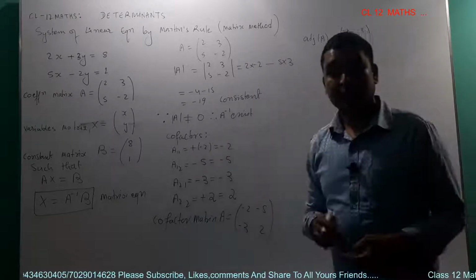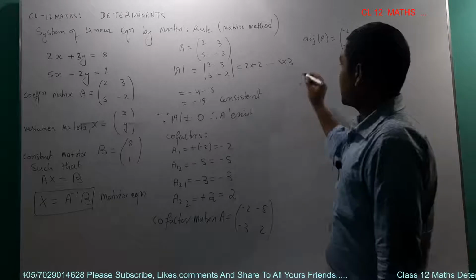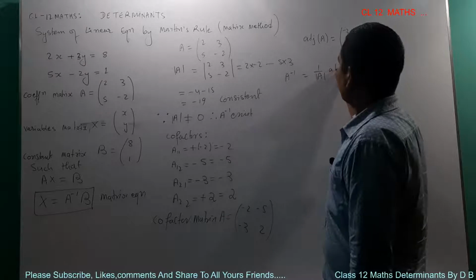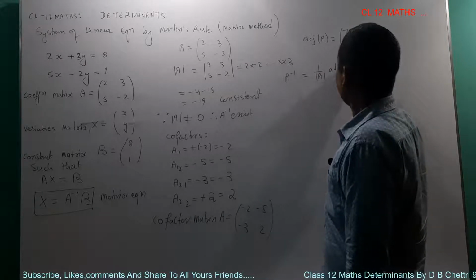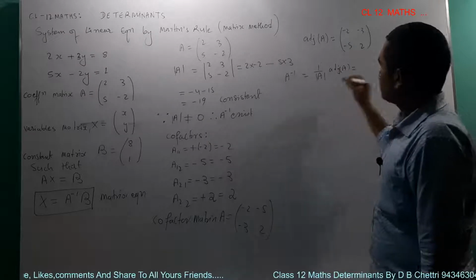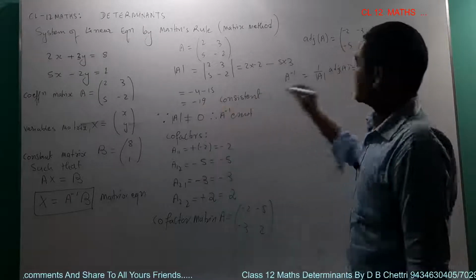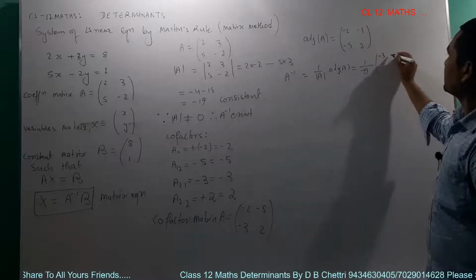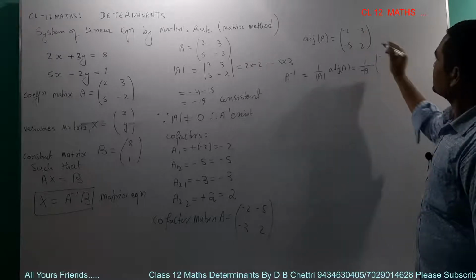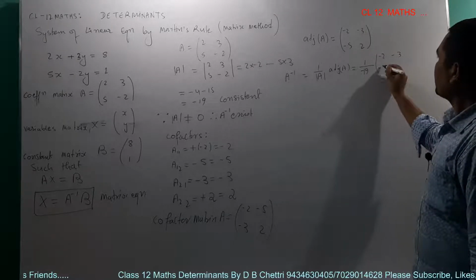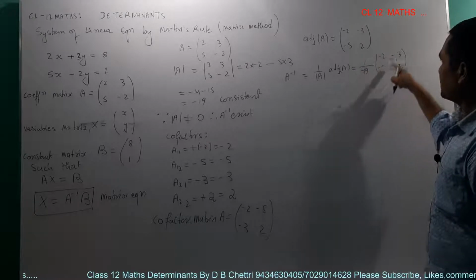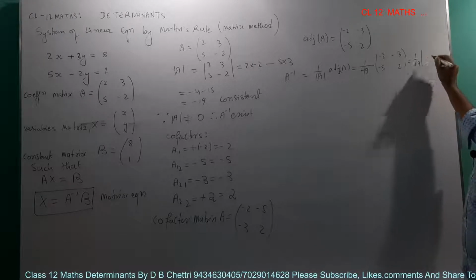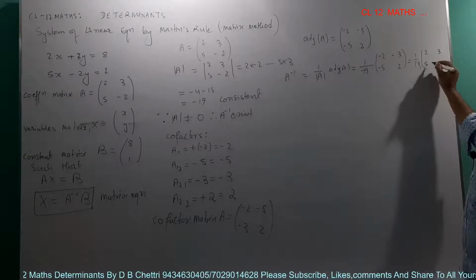Now use the inverse formula. What is the inverse formula? 1 by determinant of A, then adjoint of A. That means A inverse is 1 by determinant of A, which is minus 19, then the adjoint we got: minus 3, minus 2, minus 3, minus 5, 2. Now let's take this minus and multiply all the elements of this matrix. That means 1 by 19, 2 3 5 minus 2.